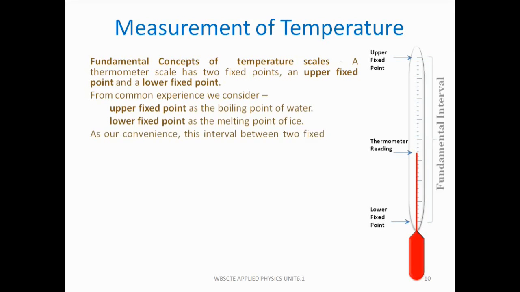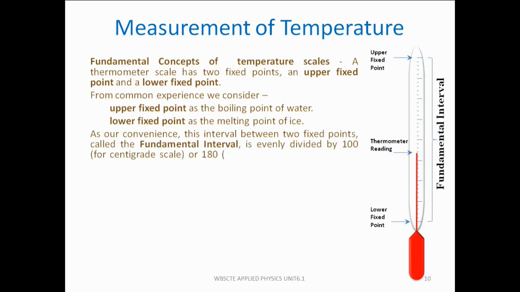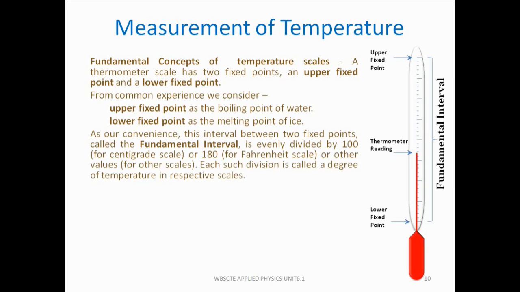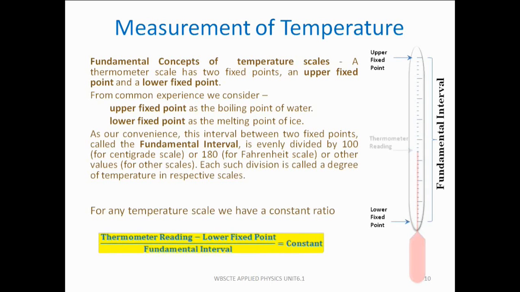According to convenience, the interval between upper and lower fixed points is divided by 100 in case of centigrade scale or Celsius scale, and by 180 in case of Fahrenheit scale. Each such division is a degree in the respective scale. For each scale we can write (thermometric reading minus lower fixed point) by fundamental interval, which is a constant.